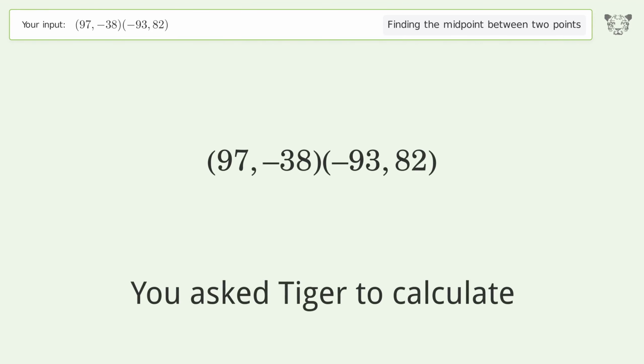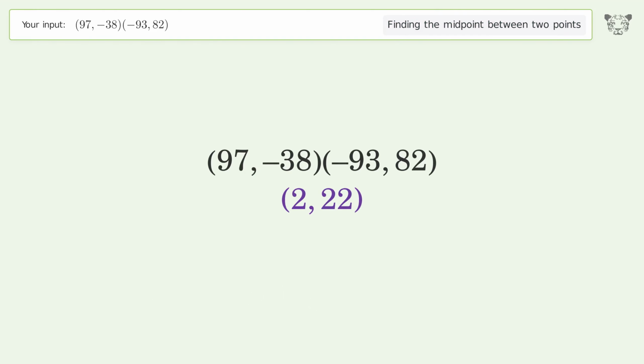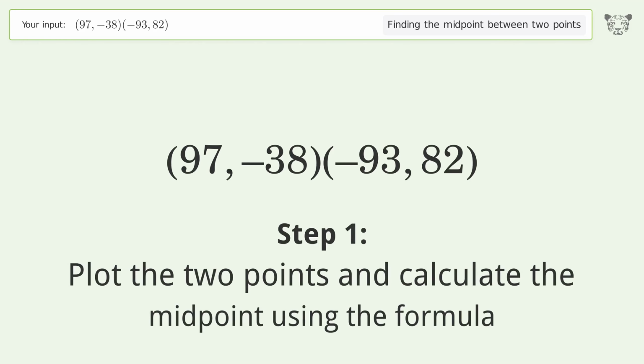You ask Tiger to calculate. This deals with finding the midpoint between 2 points. The midpoint between the 2 points is 2,22. Let's solve it step by step. Plot the 2 points and calculate the midpoint using the formula.